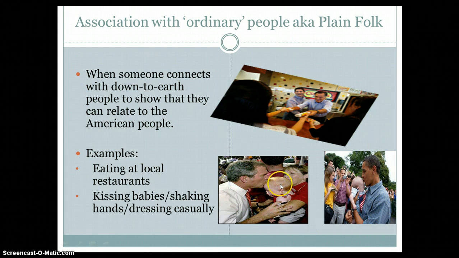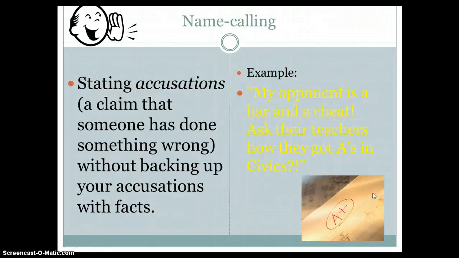Okay, so this picture on the top is of Paul Ryan and Mitt Romney. They ran on the Republican ticket in 2012. Down here is President Obama when he was running for one of his terms, and here's George Bush, okay, before President Obama. So kissing babies.